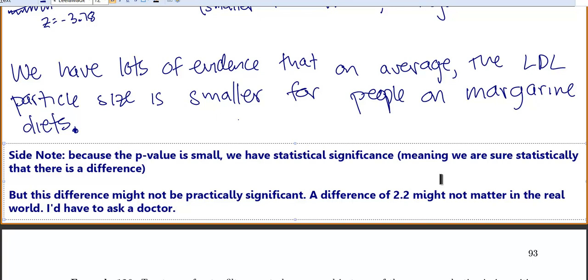Once again, there's a difference between statistical significance and practical significance. Statistical significance just means we're sure, statistically speaking, that there is a difference. Practical significance means, is that difference big enough that we would actually care in the real world? And statistics can't answer that. You have to go ask an expert in the field, or ask yourself if it would matter to you personally.